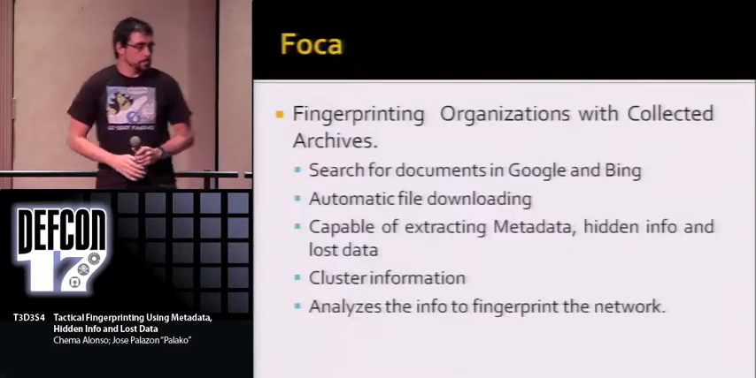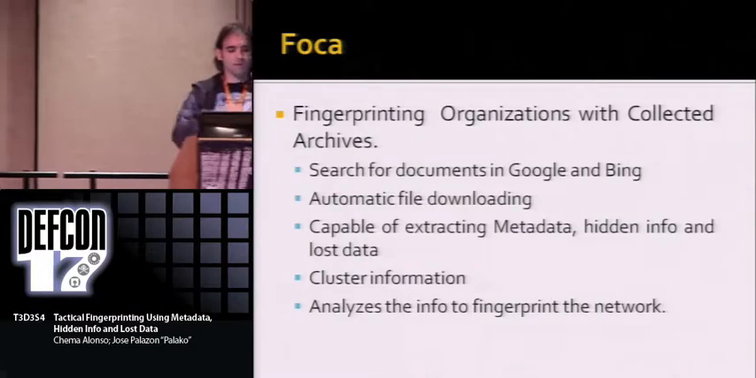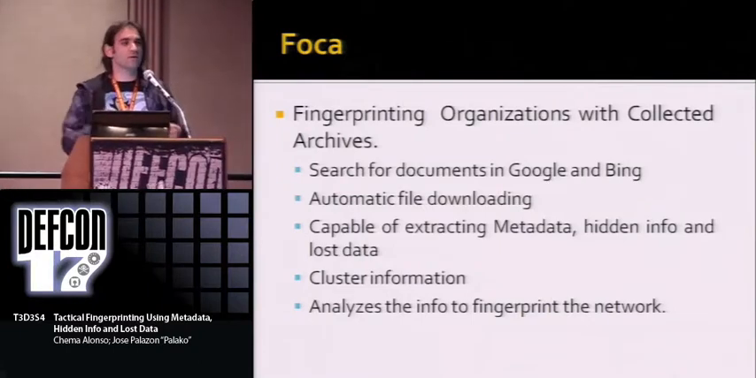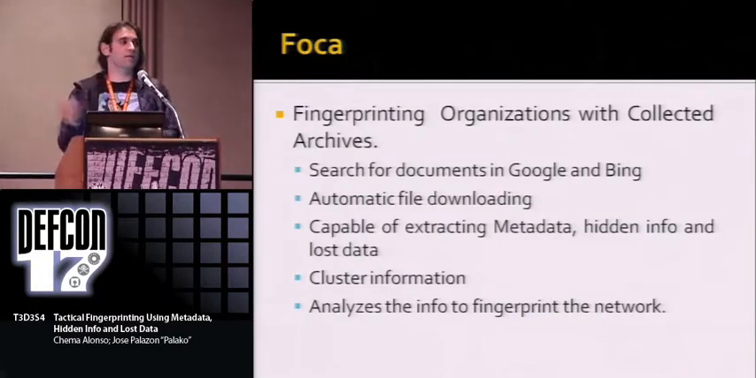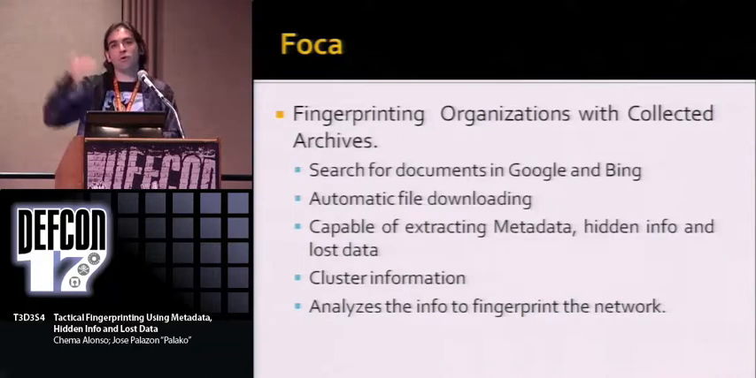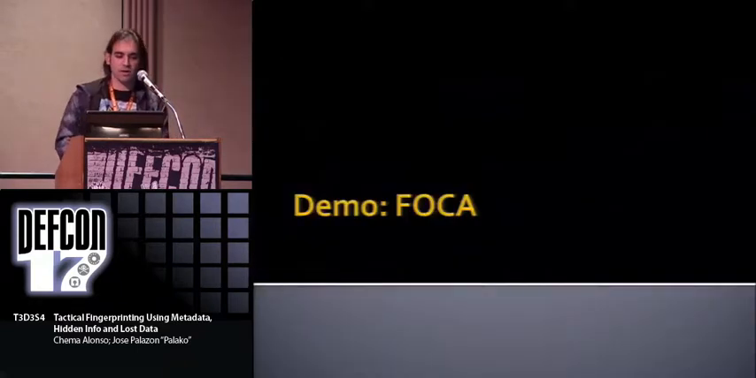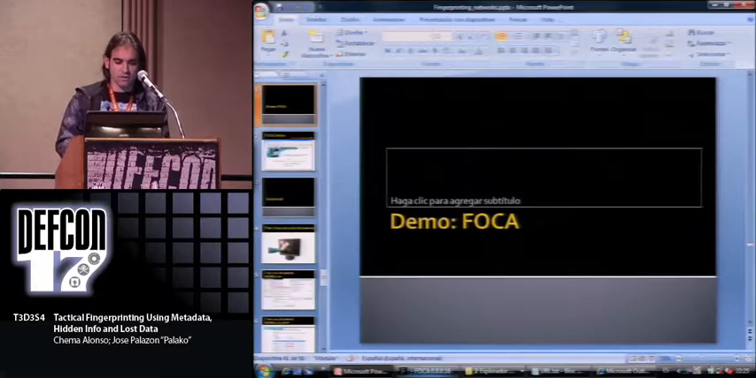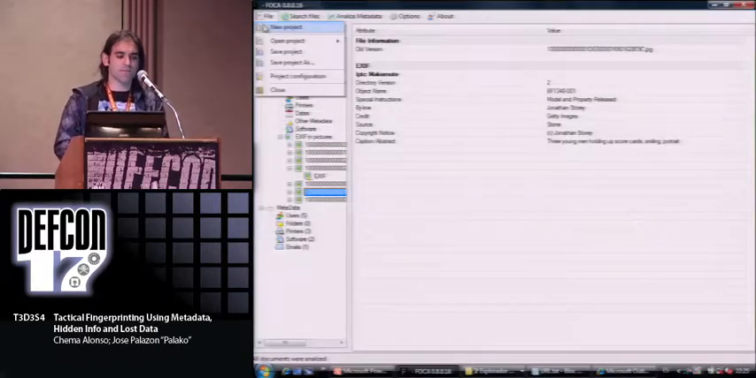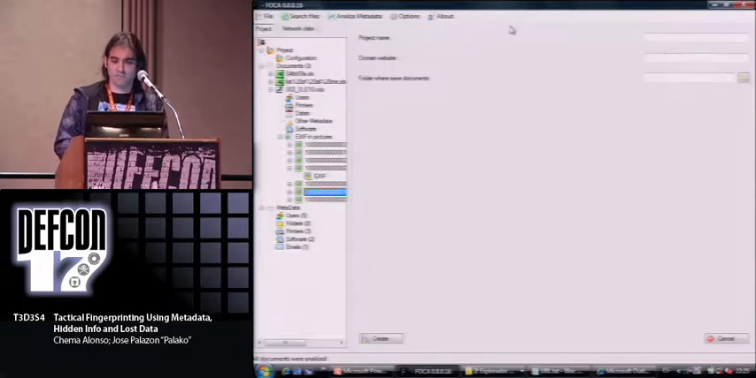So joining all this together, we got Foca. Foca is a tool that is going to collect all the files from the internet. It's going to download them automatically. It's going to extract all the metadata, hidden info, and lost data. And after doing this, it's going to cluster the information and create a more or less accurate map of the network. So let's see this working, and we are going to do it with the Missile Defense Agency, for instance.